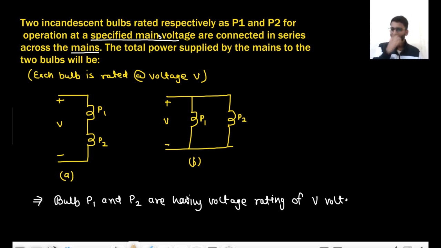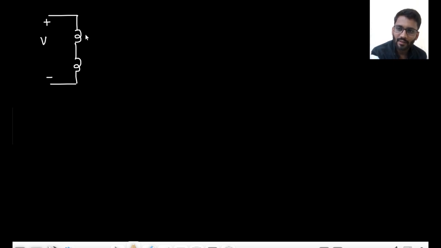Now the thing is that we will solve the first problem now. You have to find the total power supplied by the mains. That means again you need to find the current, and if you need to find the current, then you need to find the resistances. So let's take the first problem. This is the bulb P1, this is the bulb P2. You have the supply V, and P1, P2. This has the voltage rating of V. So tell me, what will be the resistance of P1? That would be V square by P1.